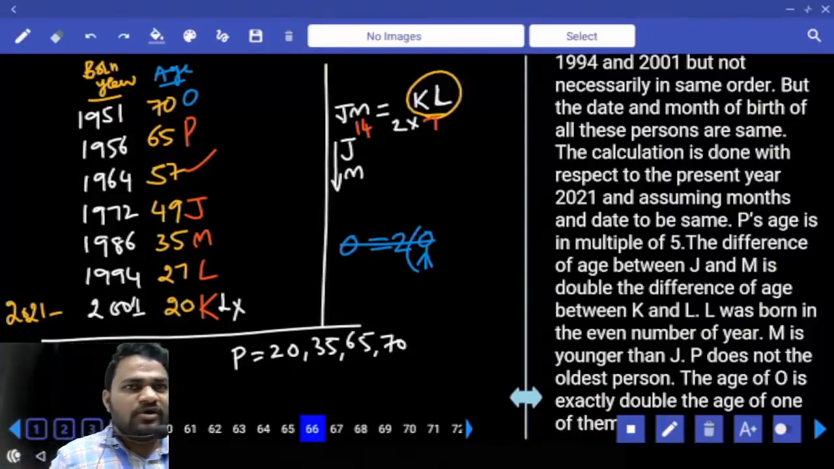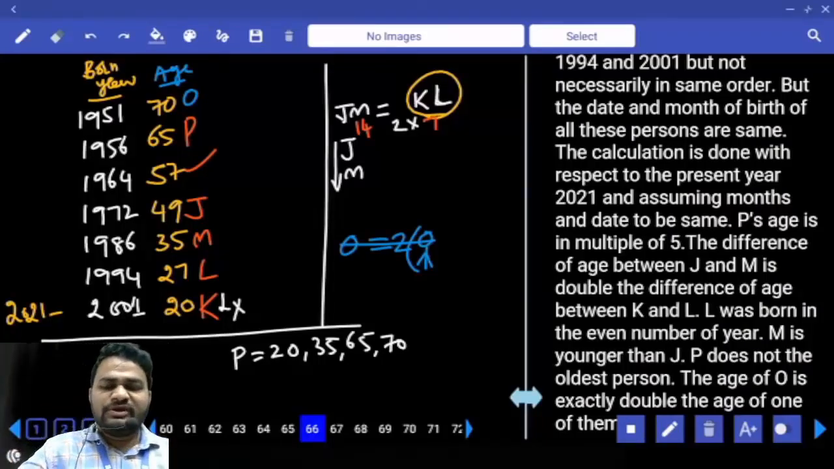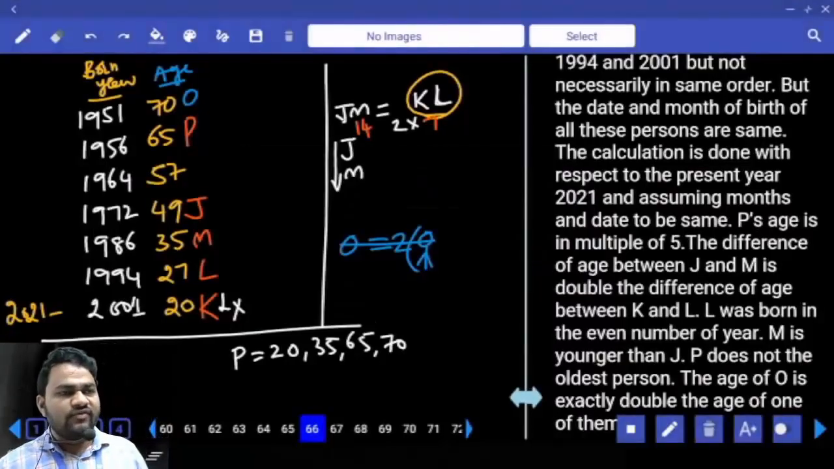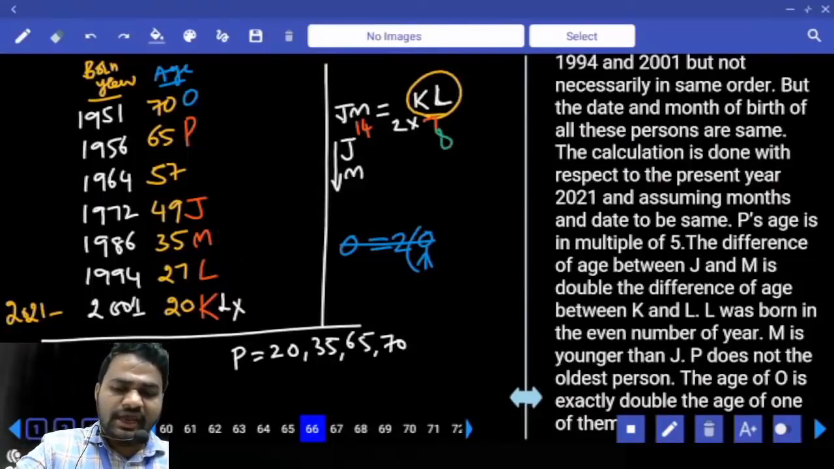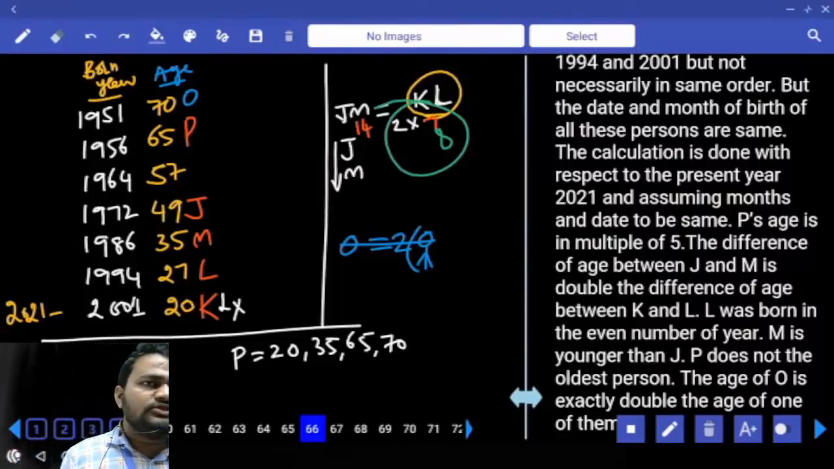This is one of the possibilities with respect to direct calculation. Next, after that, if I want to think about some other possibilities, for example, 35, 27 difference is 8, 8 double is 16, so that JM difference should be 16.